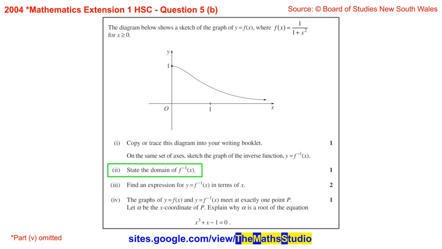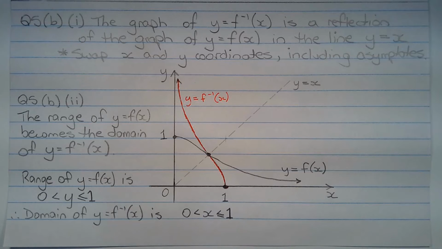Part 2. State the domain of f inverse of x. The range of y equals f of x becomes the domain of y equals f inverse of x, and vice versa. From the graph, we can see that the range of y equals f of x is y greater than 0, since the x-axis is an asymptote, and less than or equal to 1, since that's the y-intercept of y equals f of x. Swapping the x and y around, we have the domain of y equals f inverse of x is greater than 0 and less than or equal to 1.